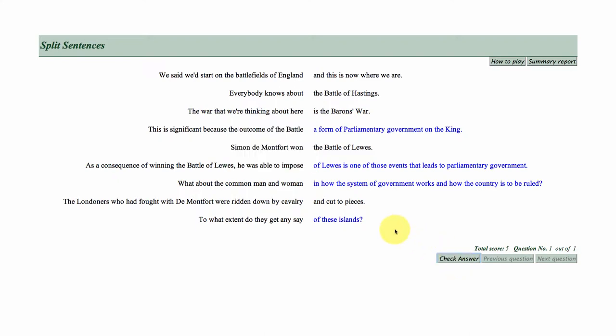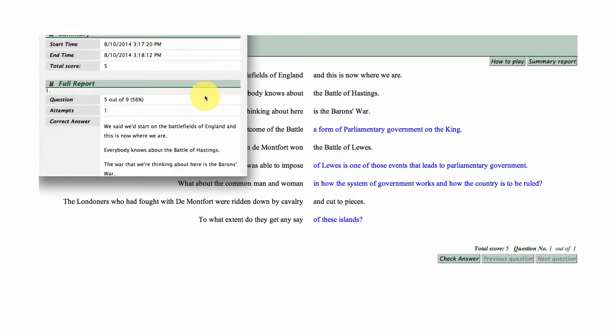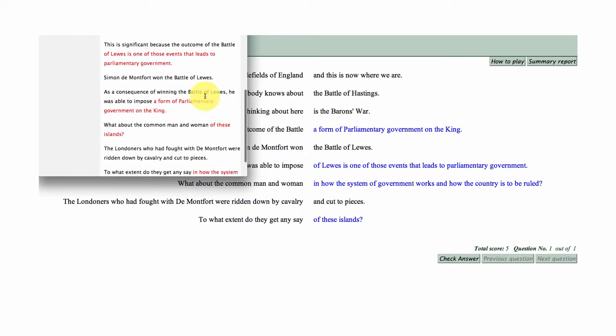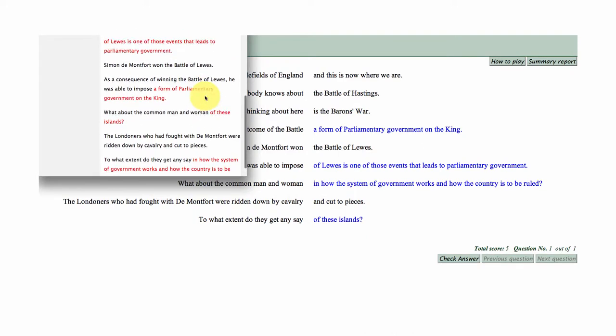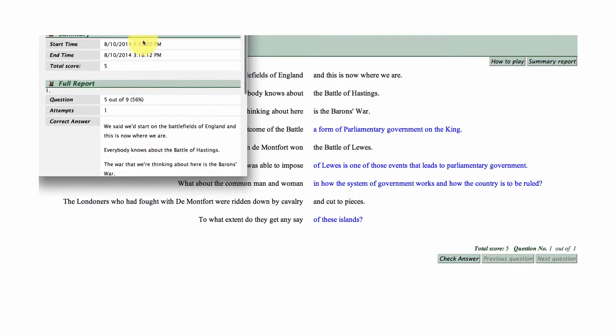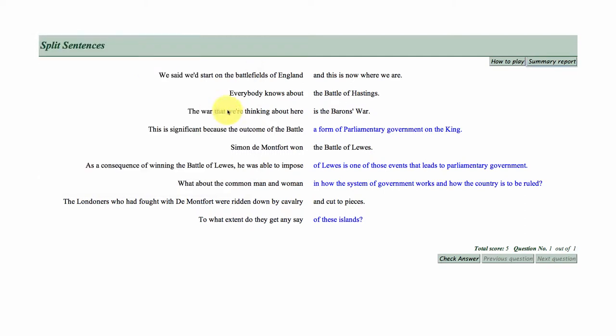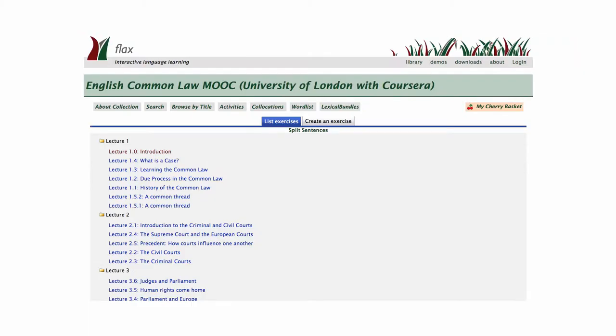It says try again because I haven't completed it. But you'll see that the sentences in black now are correct, and the ones in blue need to be completed. So I can go to a summary report here, and it's going to show me, you know, I got 5 out of 9, 56%, and it's also going to correct me by telling me the correct answers as well. So there's lots of help, lots of instructions throughout the activities.